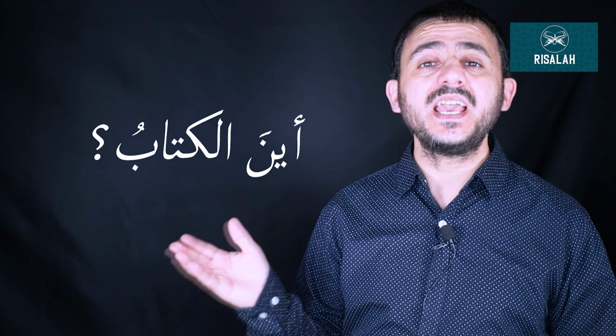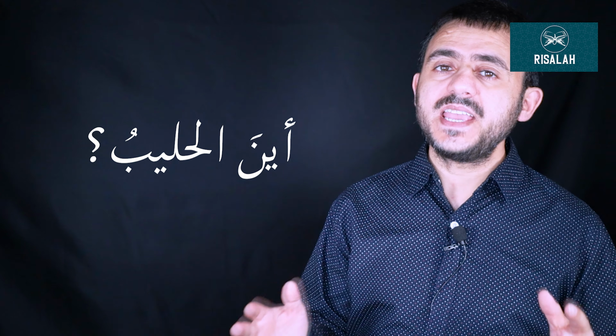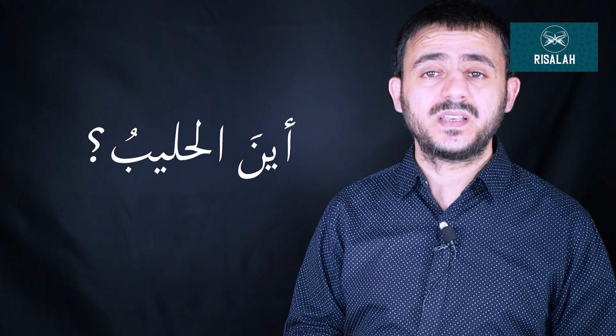Now, let's move to another question word. أين. أين asks more about place. So, أين, where is the book? أين الكتاب? Where is the book? أين الحليب? Where is the milk?